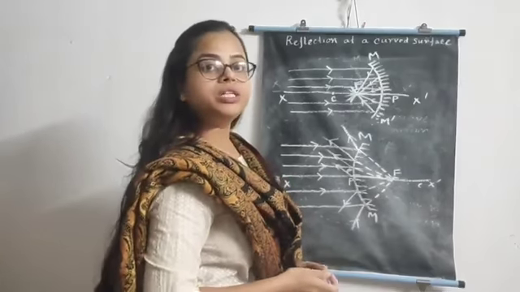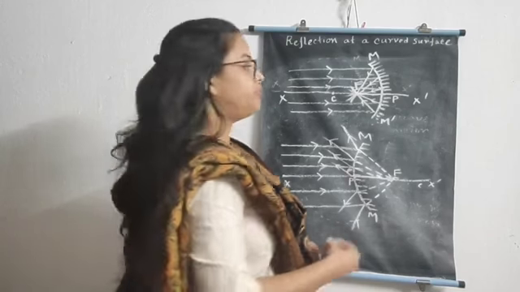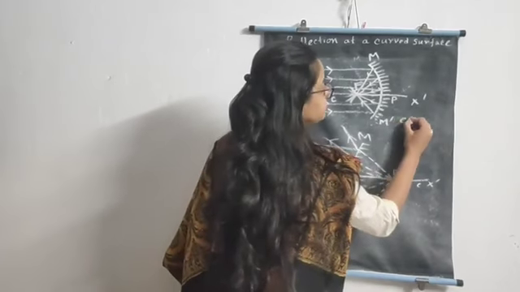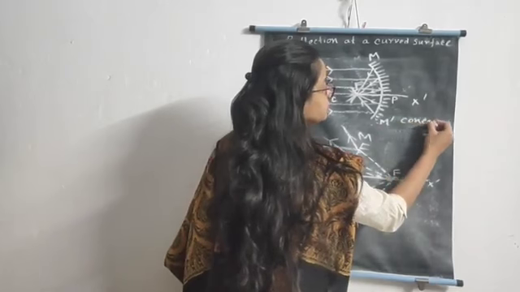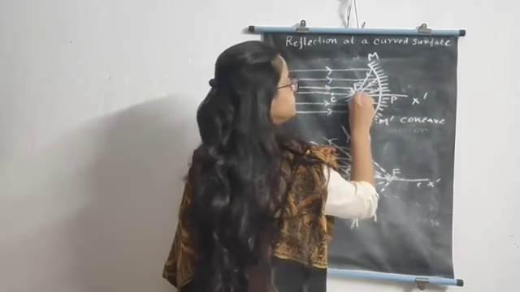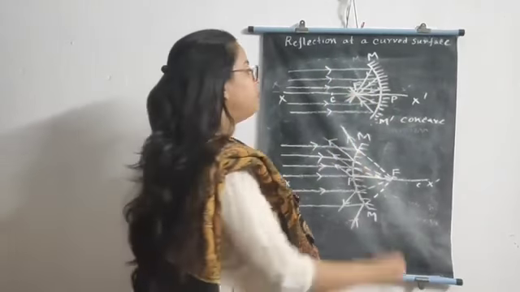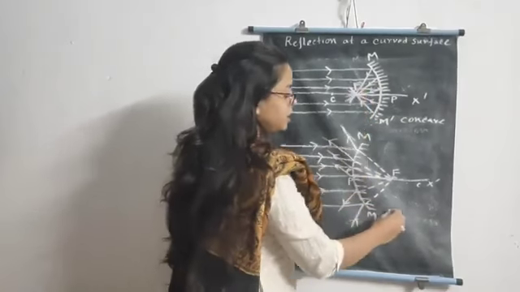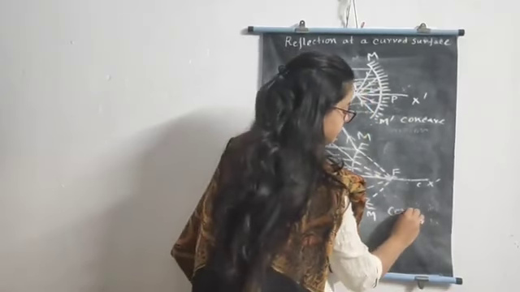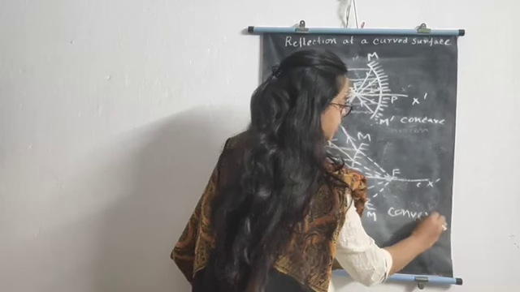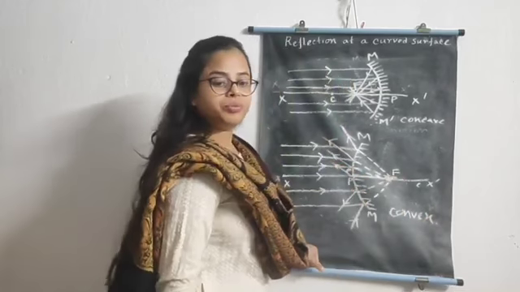A real image forms in case of a concave mirror. This is a concave mirror. In that case, a real image will be formed at the point F. And in case of a convex mirror, a virtual image will be formed.